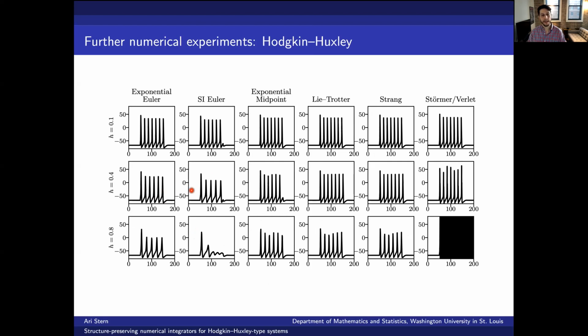So this is 6 spikes, this is 5 spikes. The exponential midpoint even gives only 6. We've lost 1 here, whereas Lie-Trotter and Strang splitting give the correct number, 7 spikes. And you only start to see breakdown at a larger time step than you see for these other methods.